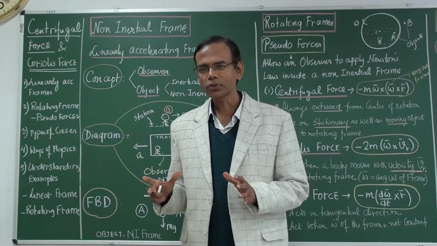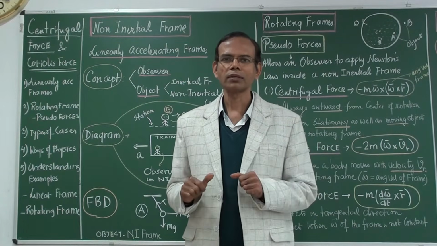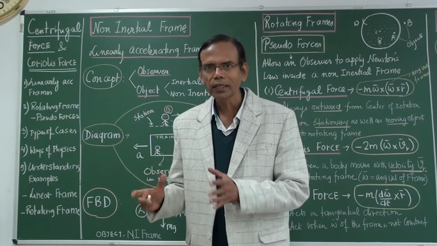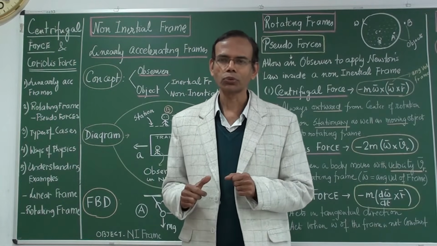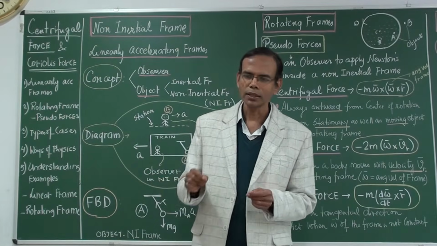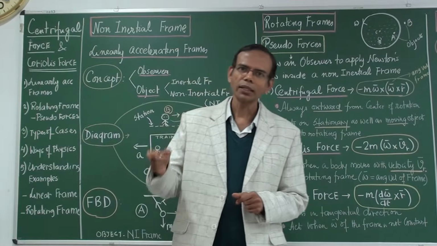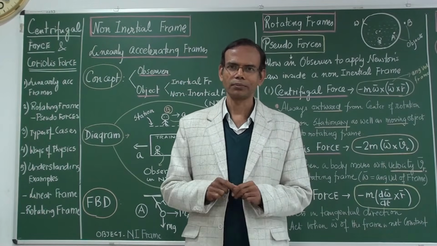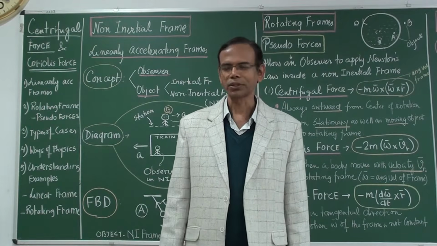So what are the real forces? Gravitational force is a real force. Frictional force is a real force. Magnetic force is a real force. The tension is a real force. So these are the forces that should be equal to mv square by r. Only then can the body move in a circle. So this is the essence of our last lecture.